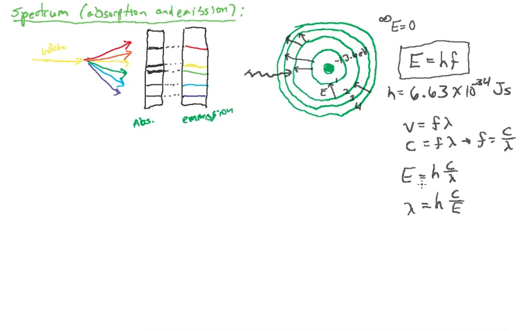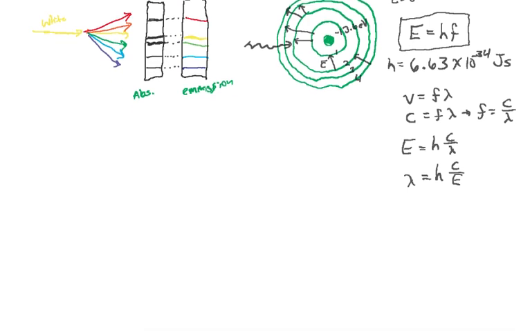All right, so this is basically what happens when you get emission from atoms and from molecules, where the emission comes from the electrons jumping around. But this isn't the only kind of emission that can occur.